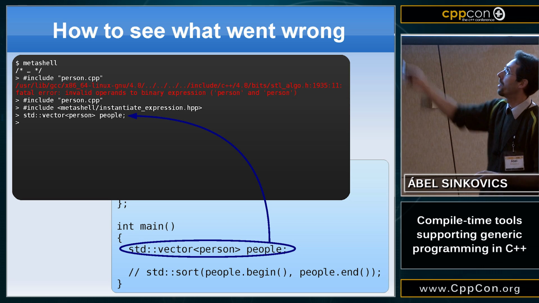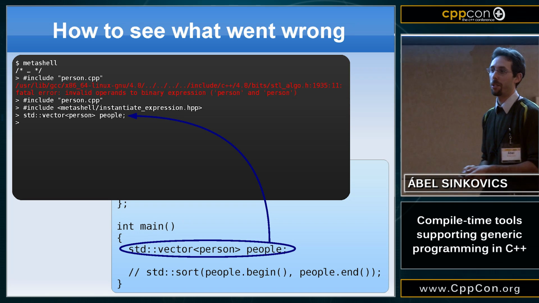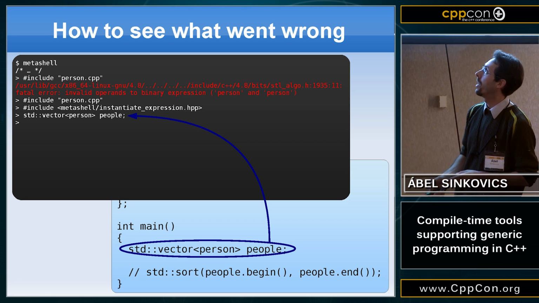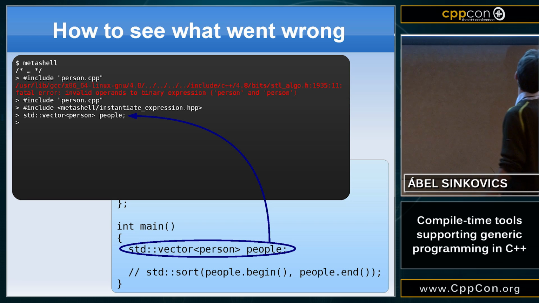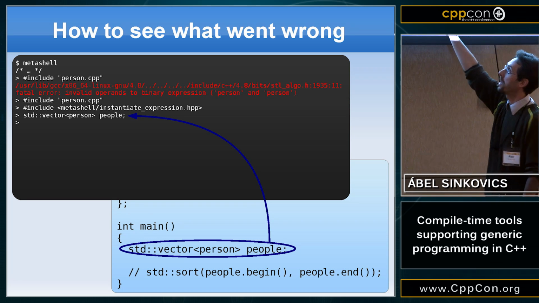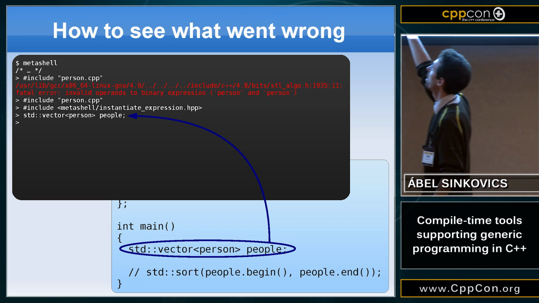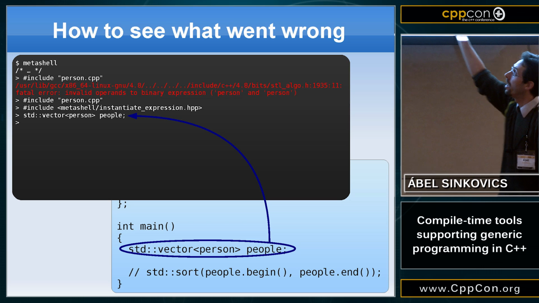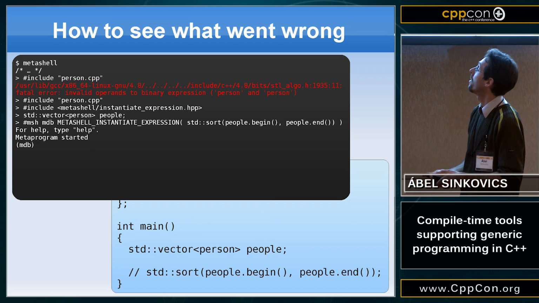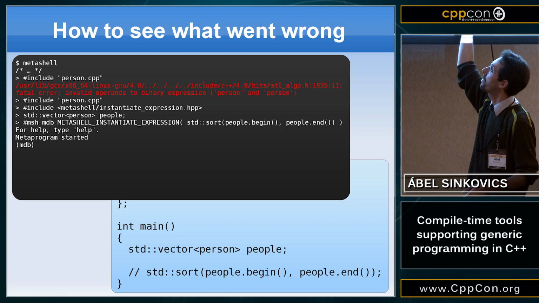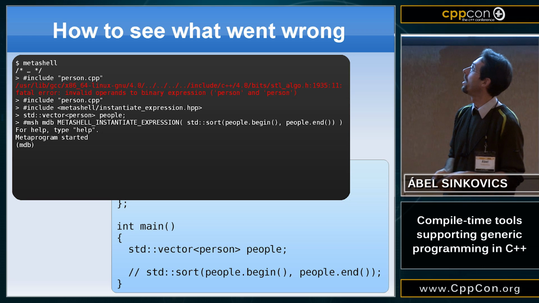Once this is done, you can include person CPP, and then you can get this instantiate expression utility, and you're outside of the scope of the main function. So the expression that caused the problem is inside the main function, but in the shell you're outside of the main function. So all the local variables that you need for this expression, you need to define in the shell as well. And once you have all the local variables you need, you can start this expression inside the template debugger.